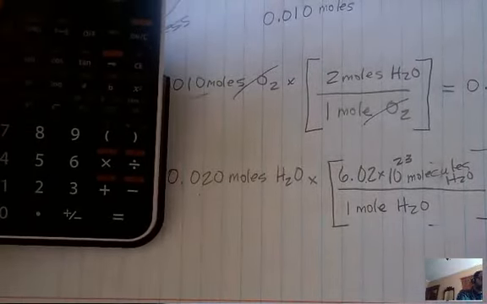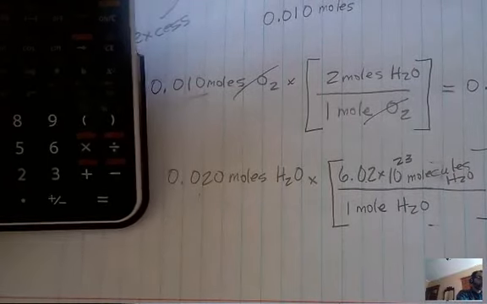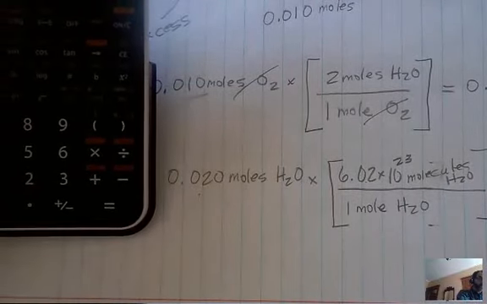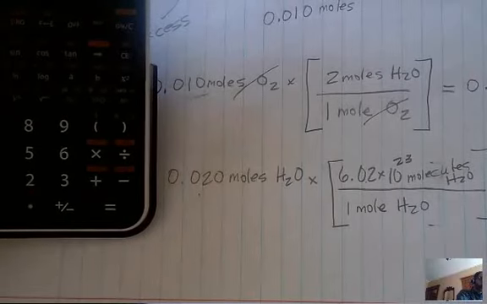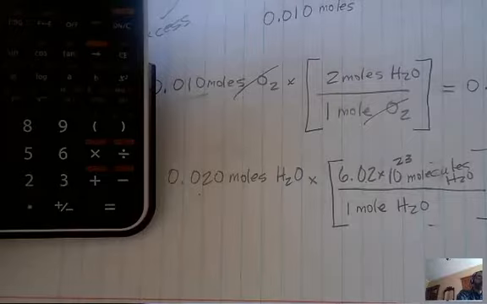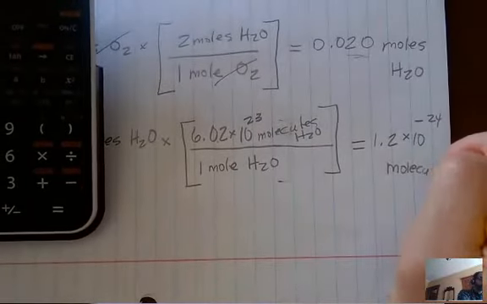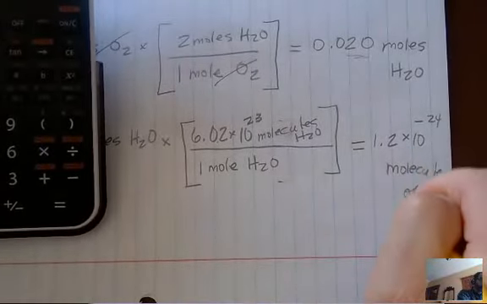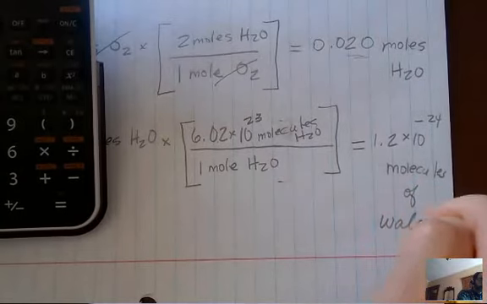That's because of this is the 0.1 part. So this gives me 1.2 times 10 to the negative 24th molecules of water.